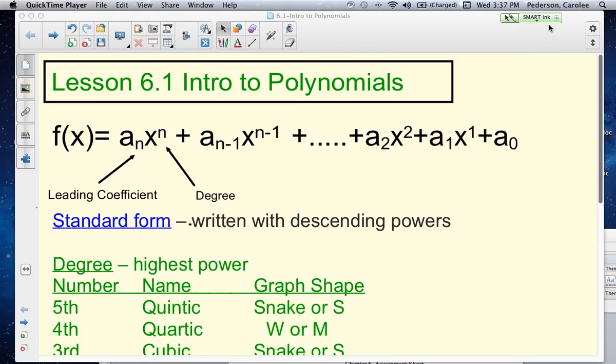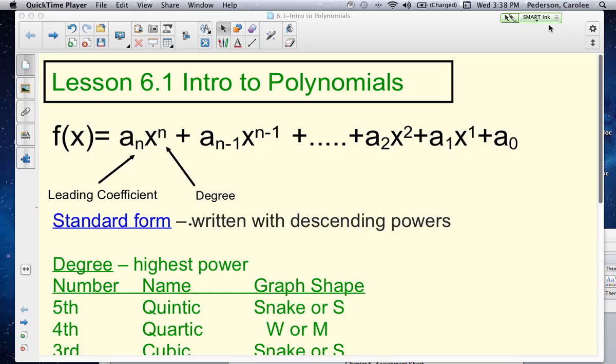This is 6.1, Introduction to Polynomials. This is just an example of what a polynomial looks like. You don't need to write this equation down in your notebook. I just want you to look at two important pieces though. It's called the leading coefficient and the degree.